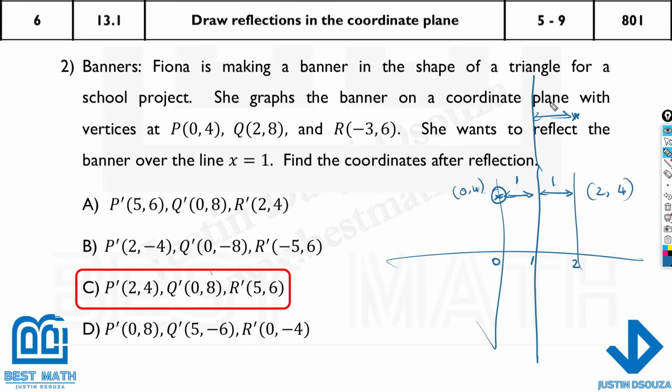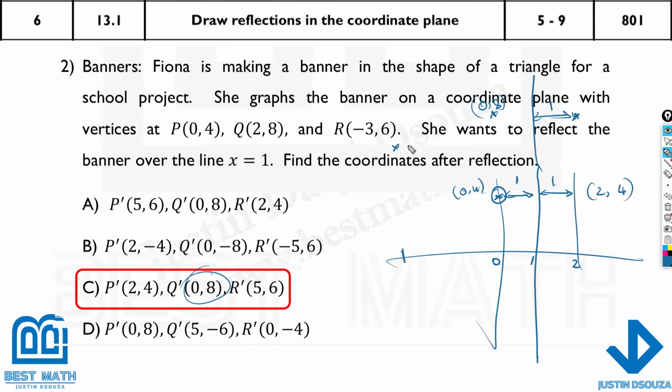How much is the distance? It's 1. So we'll go over here, it will be 0. So it should be 0, 8 then. Yes, it's 0, 8. What about the last point? Minus 3 somewhere over here, minus 3, this is 0, so minus 3 is over here, and 6 somewhere here. And it's along this line.